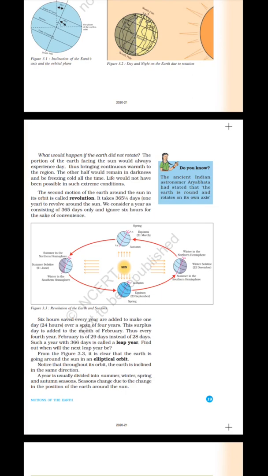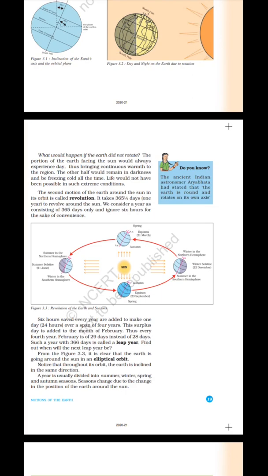The surplus day is added to the month of February. Thus, every fourth year, February is of 29 days instead of 28 days. Such a year with 366 days is called a leap year. Find out when the next leap year will be.